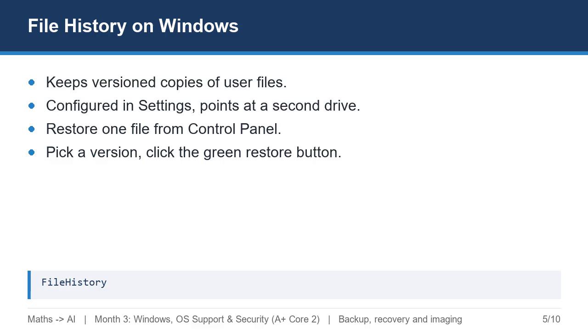On Windows, File History handles versioned file backups. You point it at an external or second drive in Settings, and it quietly keeps versions of your files over time. To restore, open File History from Control Panel, browse to the file you want, choose the version by date, and click the green Restore button. It's the fastest way to bring back one deleted or changed document.